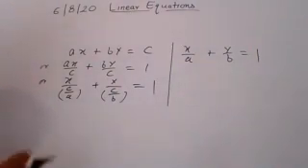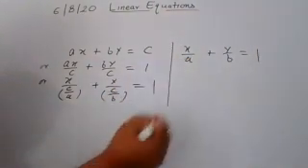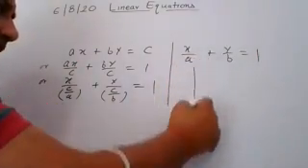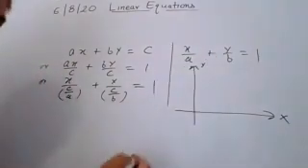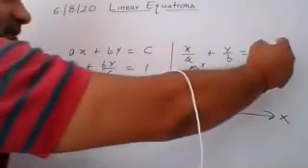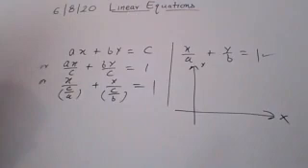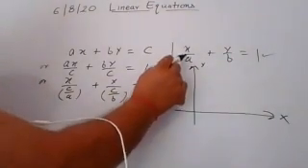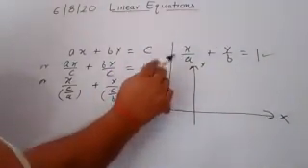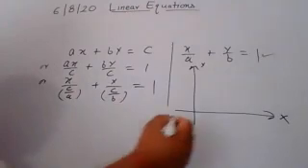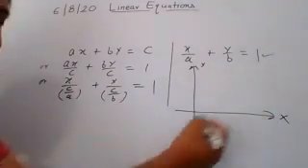So what is the meaning of this intercept form? Suppose you have the x-axis and y-axis, and your equation is in the given form, x upon a plus y upon b is equal to 1. Just see the denominator of x. Here you have a, and a is the intercept on the x-axis.